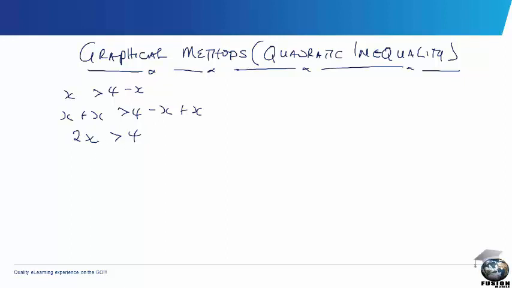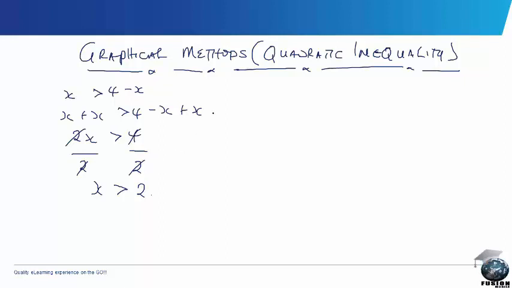Then we have that 2x is greater than 4, and the next thing we have to do is to divide both sides by 2. Dividing both sides by 2, we have that x is greater than 2. Remember, the sign didn't change because we earlier said that when a positive number divides both sides, the signs remain constant, they don't change.